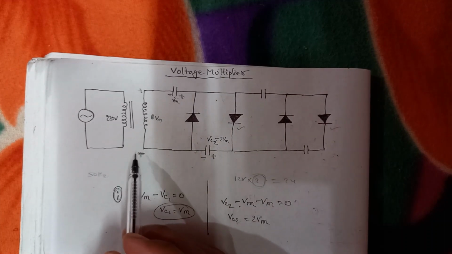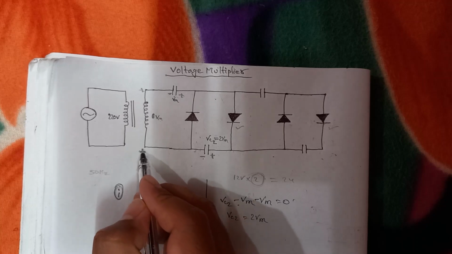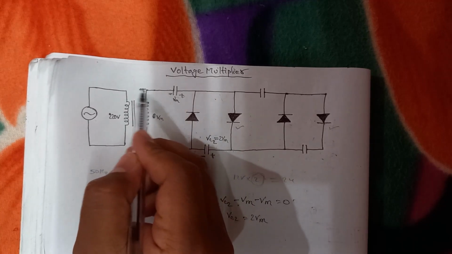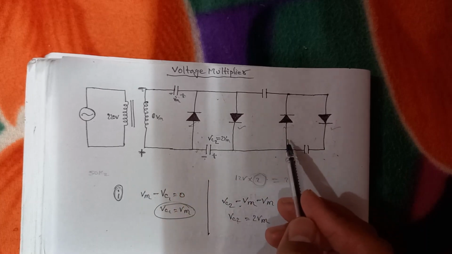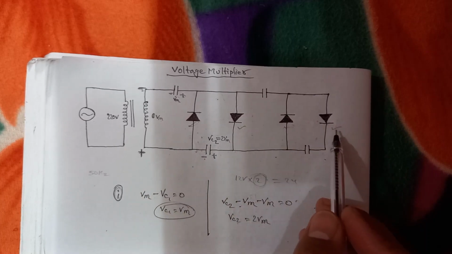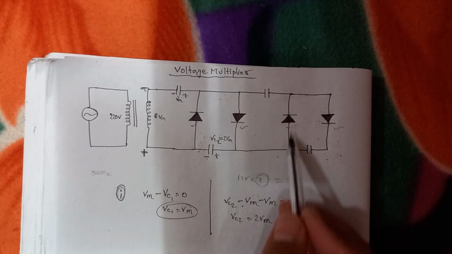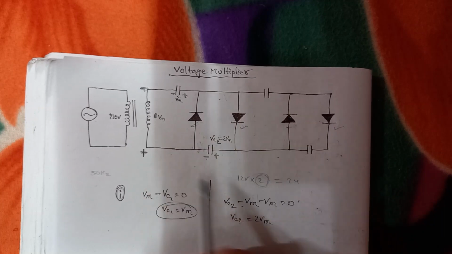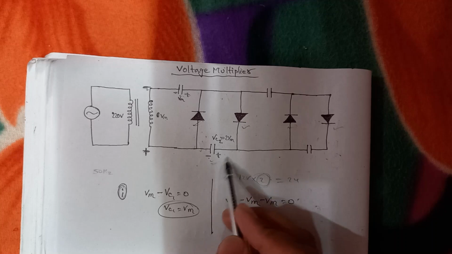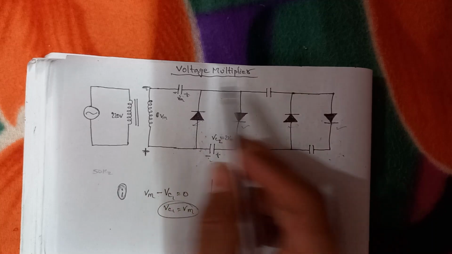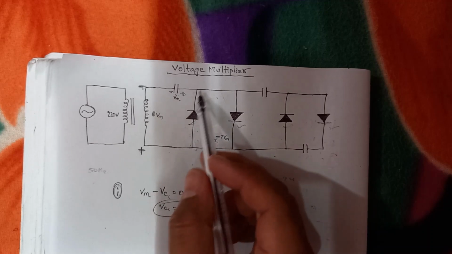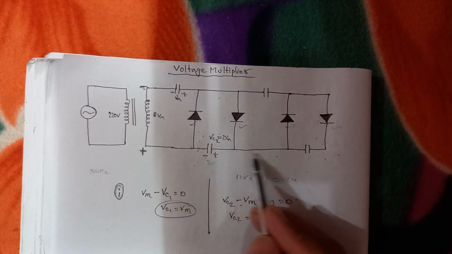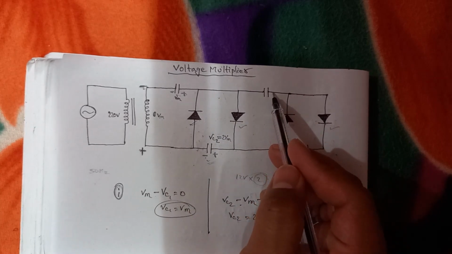Again in the next polarity, this one will be positive and this one will be negative. Then these two diodes will be forward biased and these two will be reverse biased. Now we'll see in this compartment. In this compartment this capacitor is charged, so it is a closed circuit. What happens now is that the negative charge from this capacitor flows to this one, and the positive charge from this capacitor flows to this one.